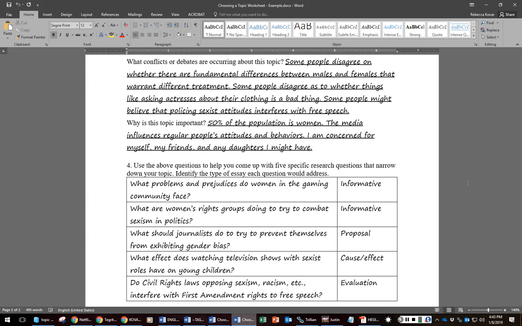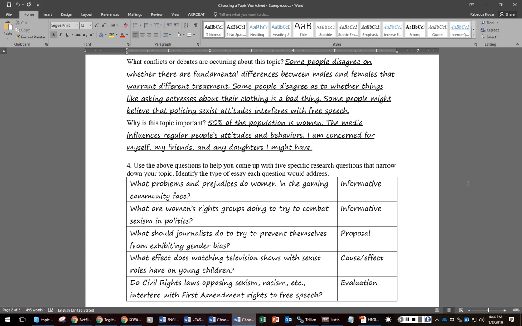Buffy has noticed that some people disagree whether males and females should get different treatment to begin with. Some people disagree as to whether it is somehow insulting to ask people about their clothing. Some people may believe that saying, hey, media, you shouldn't do this would be interfering with free speech. So, like, they might say, well, this is a problem, but we have to let people do it. You want to think about what is at stake for your topic. And this is something that may come up in your conclusion because, remember, your conclusion is the significance. In this case, why is the topic important?